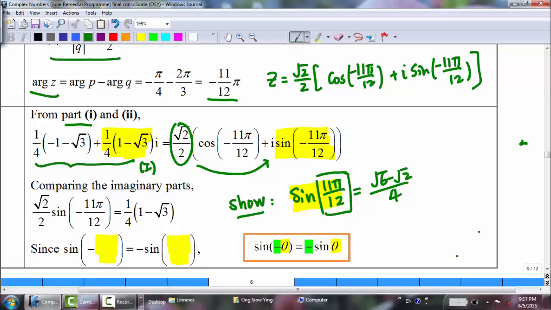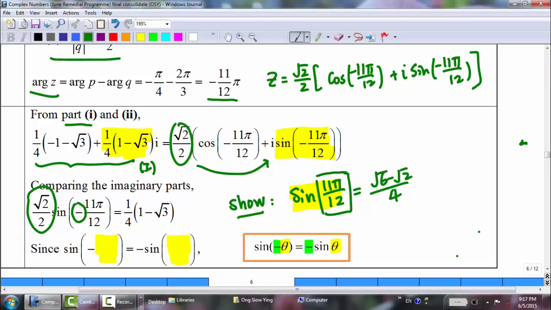Then you just think: first, you probably have to get rid of the negative sign. Secondly, you probably have to get rid of the root 2 over 2. How do you get rid of the negative sign? You need to use some property of trigo, which is very important. Sine minus theta is minus sine theta. In other words, you can take out the minus sign.